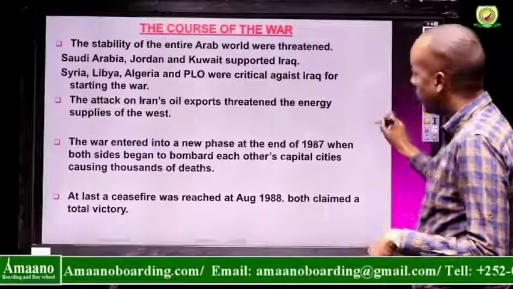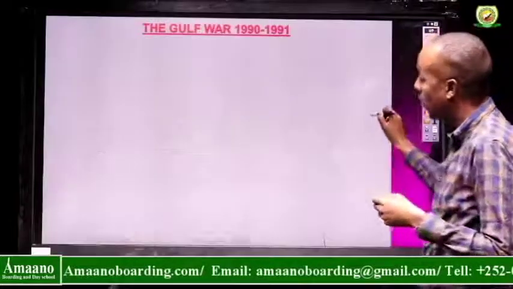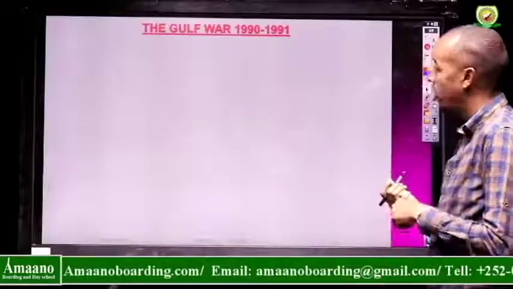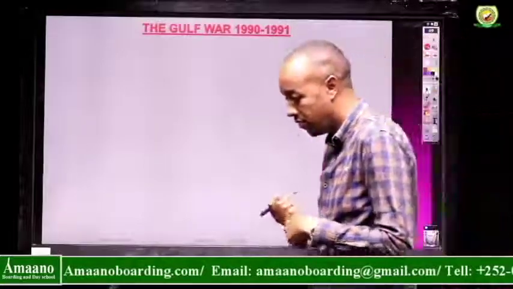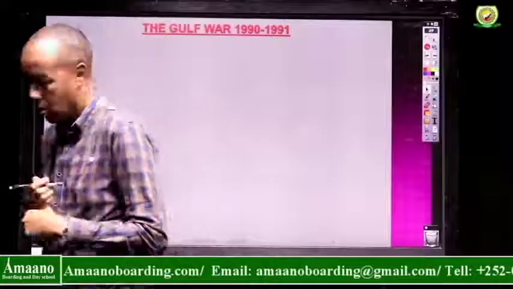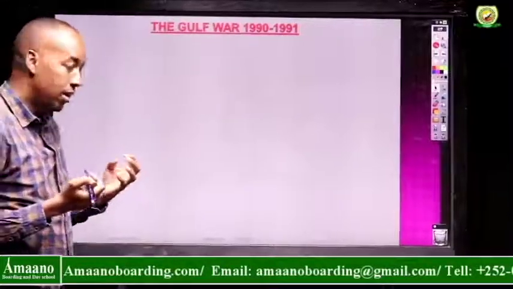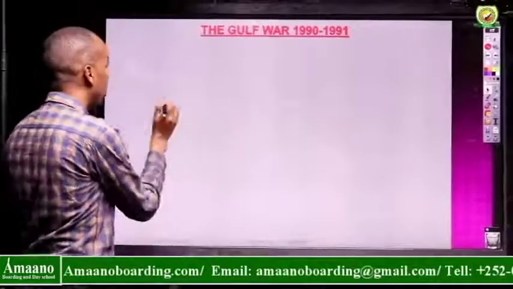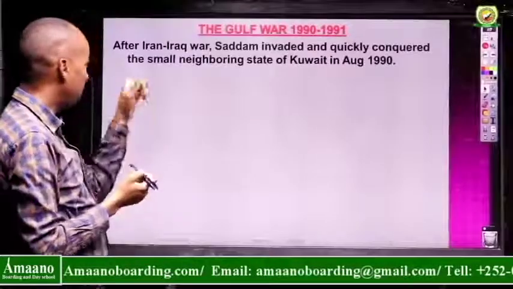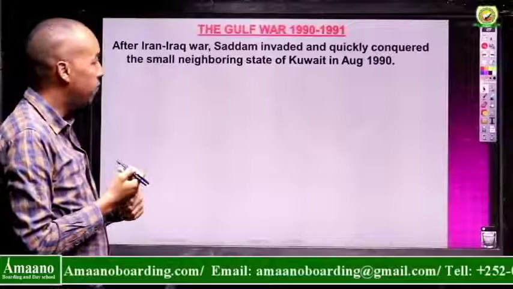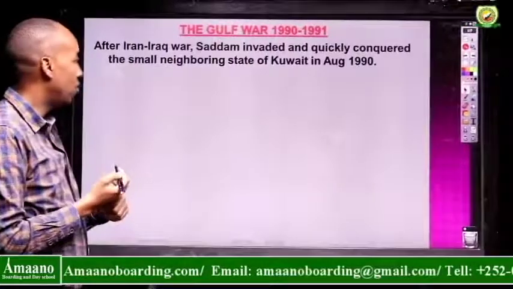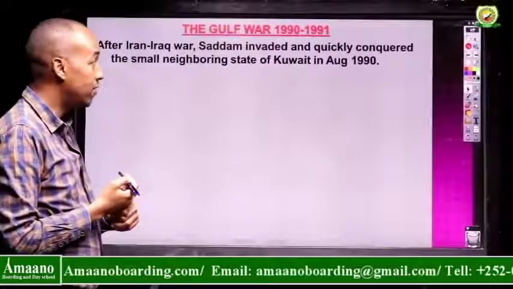Okay, so now let us go to the second one. The second one is called the Gulf War. You have to understand that in this war, Saddam Hussein again will start to attack another small country, and that country is Kuwait. So after the Iran-Iraq war, what happened? Saddam invaded and quickly conquered the small neighboring state of Kuwait in August 1990.